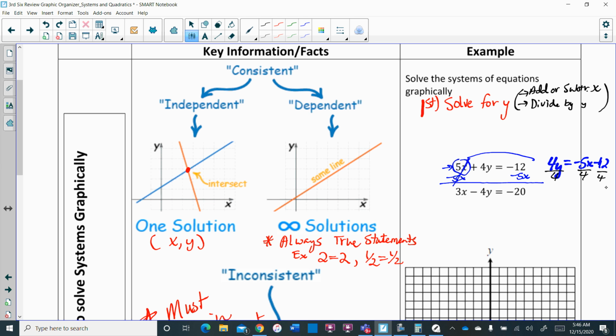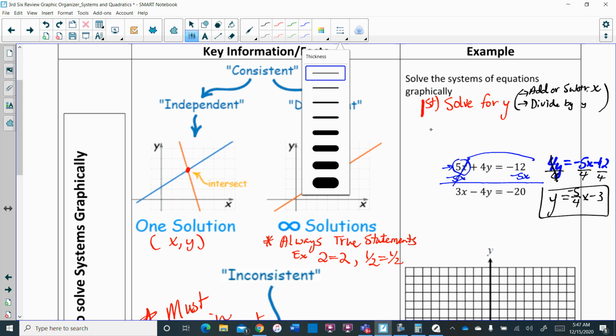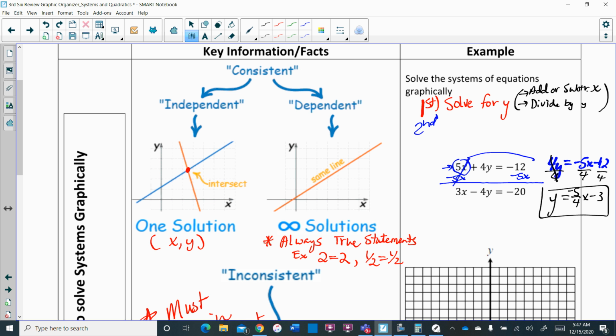Okay, so when I do that, the coefficient cancels, and now my equation really is y equals negative 5/4 x minus 3. So now I can graph this. Now, when you graph it, after we solve for y, my second step is graph, using y equals mx plus b.